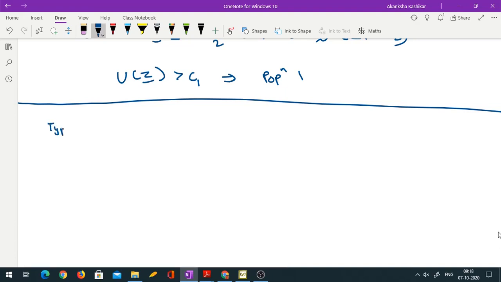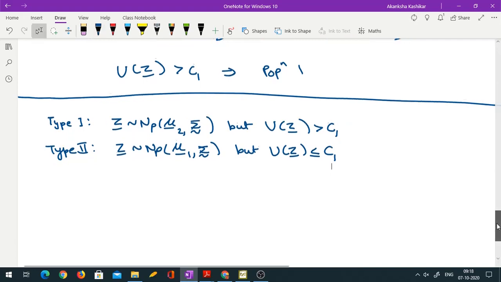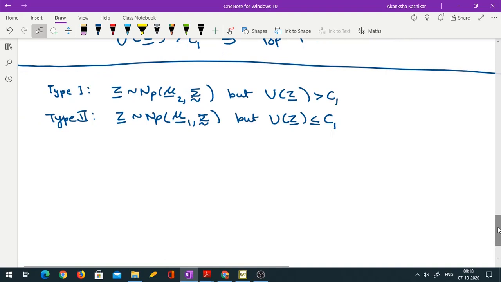Type 1 misclassification I can define as: Z actually comes from the second population, but uz turns out to be greater than c1. So we end up classifying Z in population 1. And the type 2 misclassification is: Z actually coming from the first population, but uz turns out to be less than or equal to c1. Anyway, it's a continuous distribution, so equality we can include anywhere. And we end up classifying it to population 2.